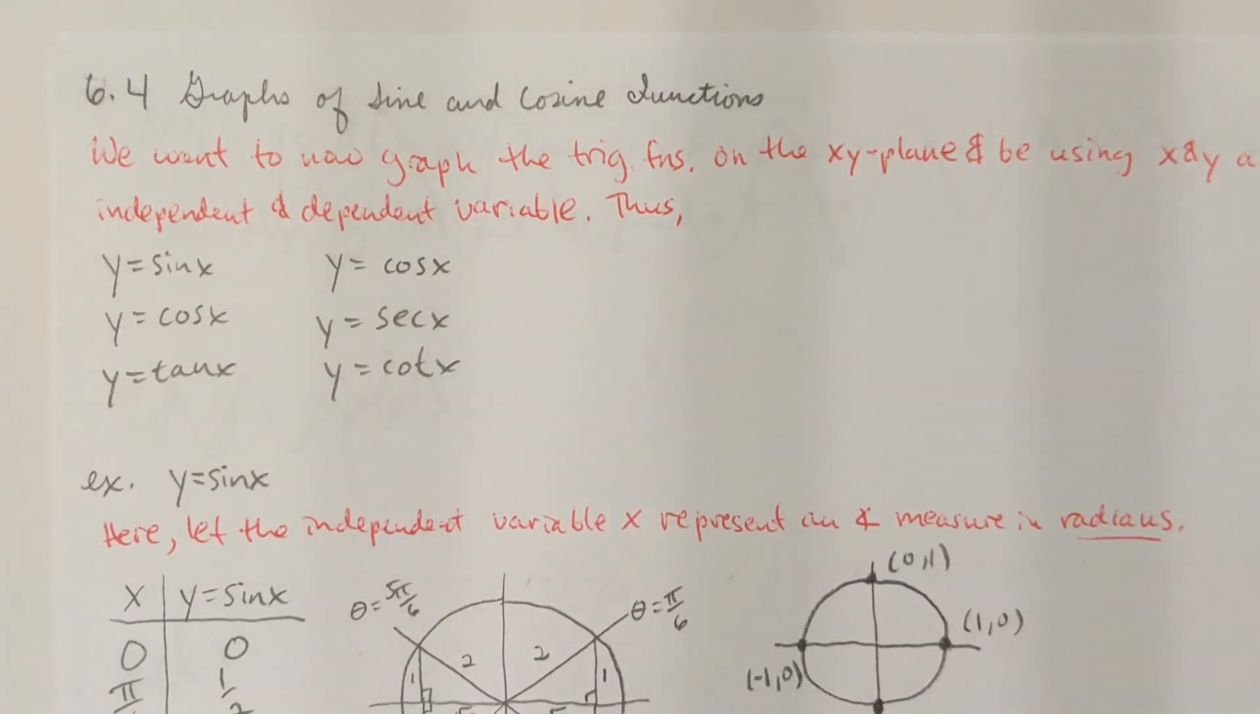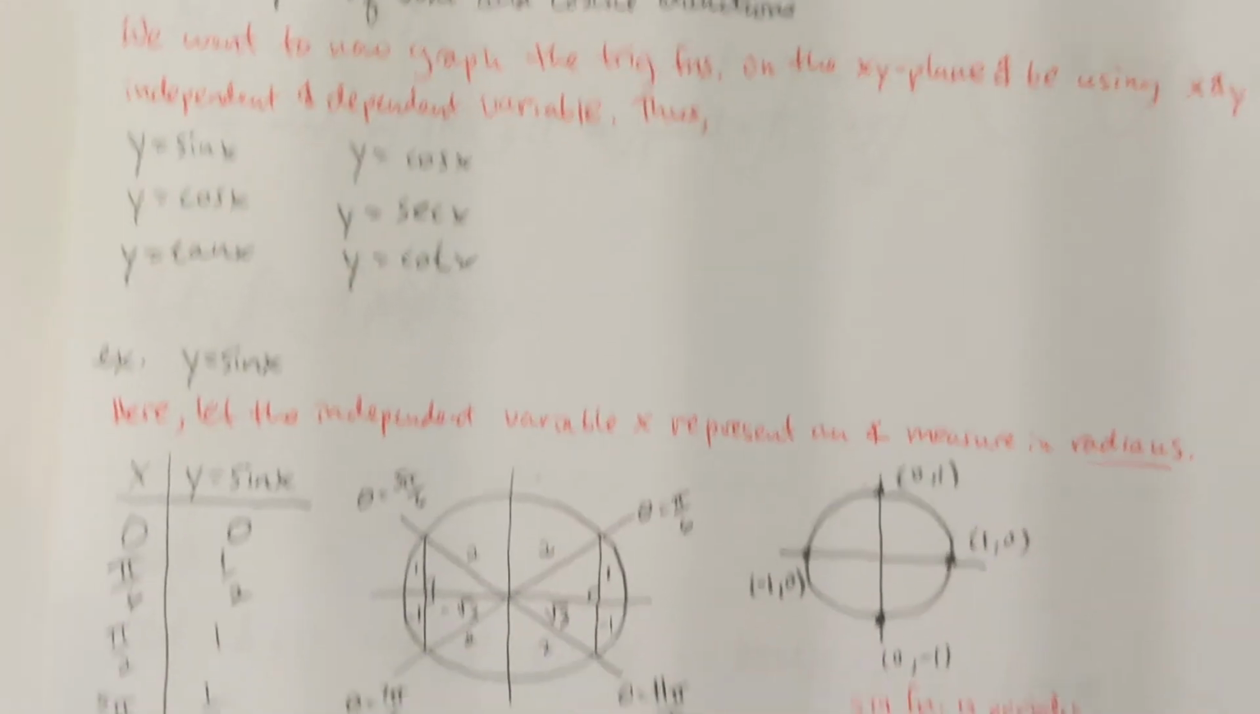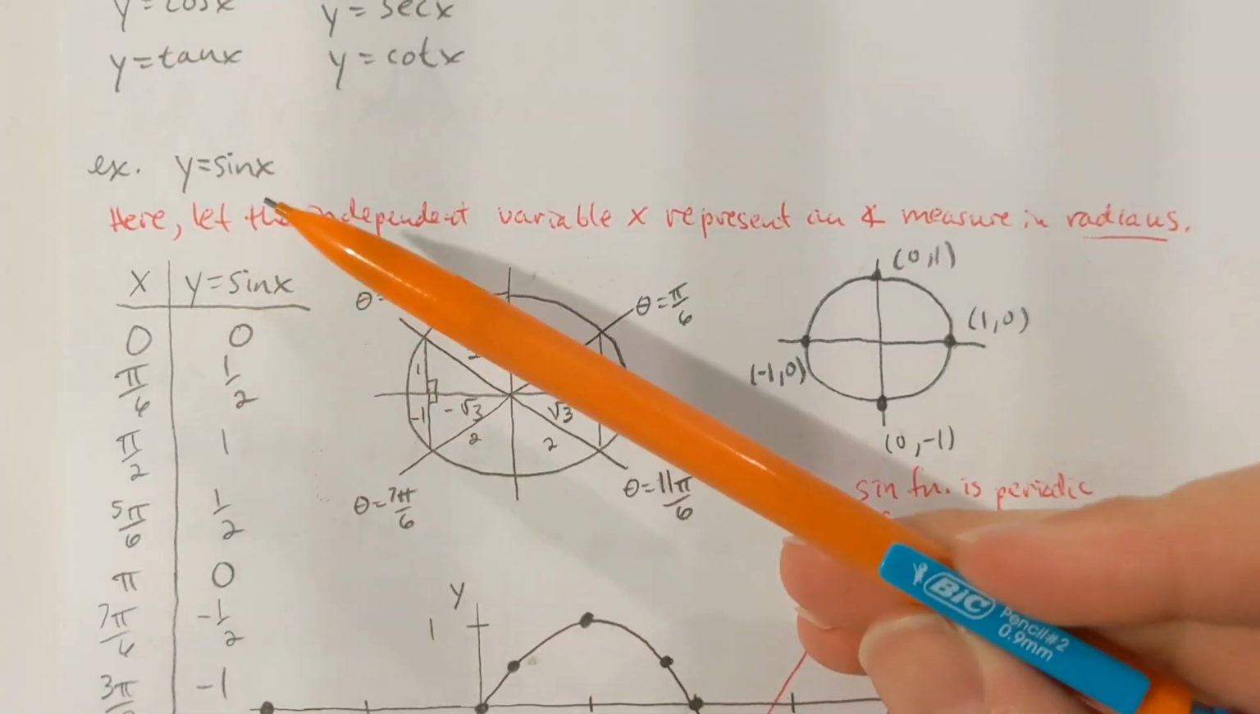Okay, in this section we're going to look at the graphs of the sine and cosine functions. This is section 6.4. So far we've been doing calculations with the trig functions with an angle theta and making triangles and working with the unit circle, but now we want to look at the graph of the trig functions on the xy plane. So let's start with y equals sine x.